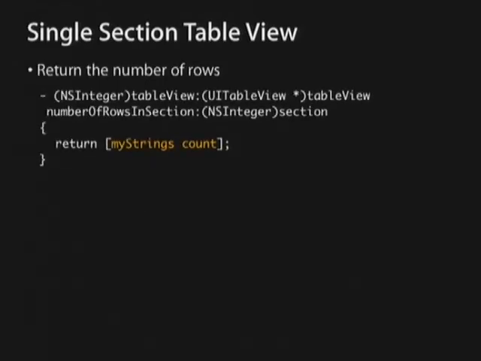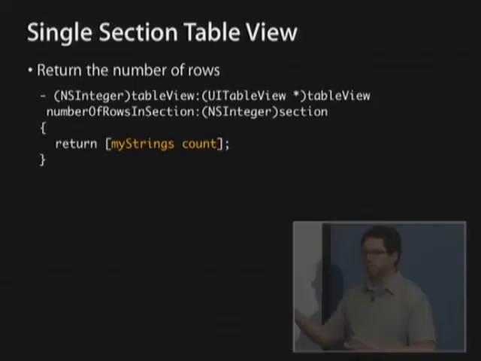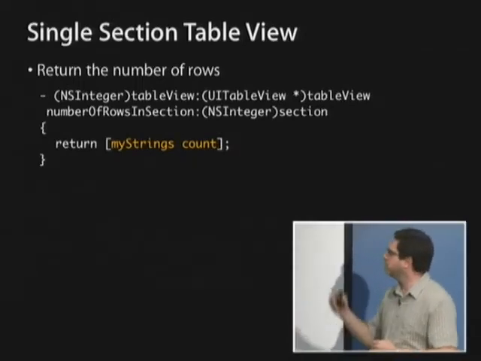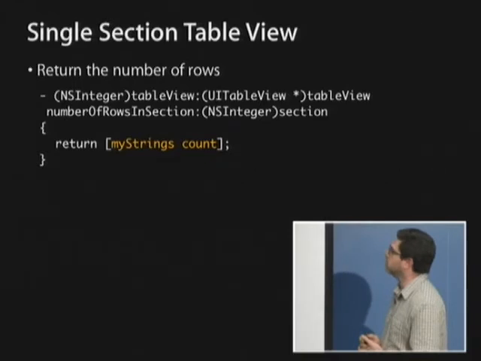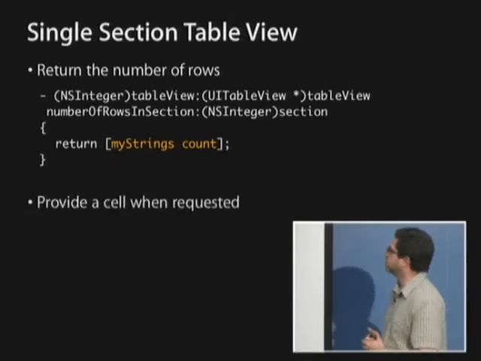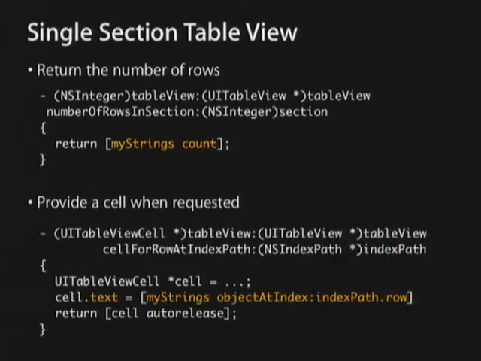So let's look at a single section table view. You don't have to implement the number of sections, and so if we leave that out, the first thing you'll be asked is the number of rows in a section, and here we've got an array of strings, so we'll just return the count of that. And then for the cell, we'll create a cell, that's the ellipsis here, in some way, and then we'll just set the cell's text to whatever object is in the strings array at that point and return the cell.